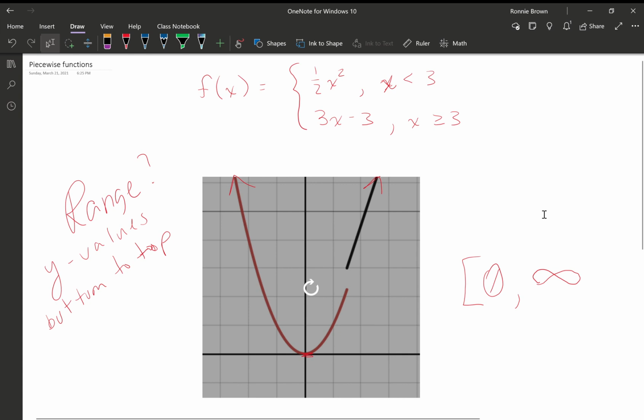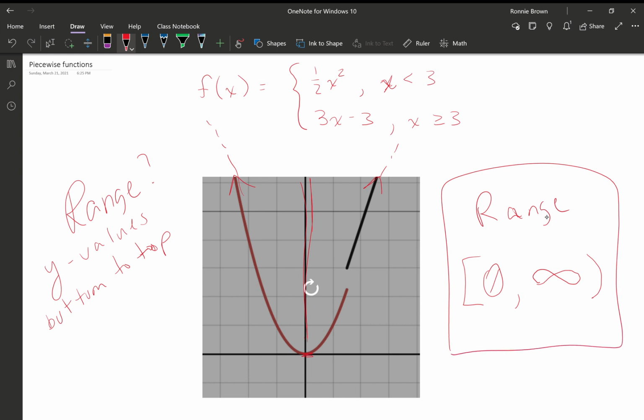So infinity always uses a parenthesis. It never uses a bracket. Infinity always uses a parenthesis, and that's just by convention. So this is the range. The range is the y values from the bottom to top. Where does your graph begin and end? Well, our graph begins at 0, and then it's going up forever. So that means it ends at infinity. So therefore, this is the range.